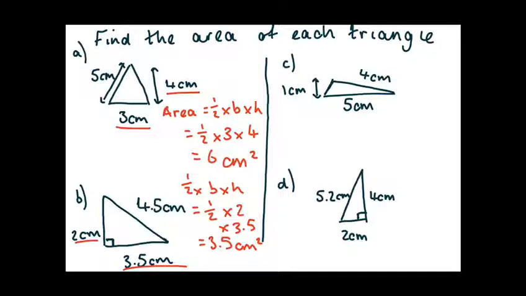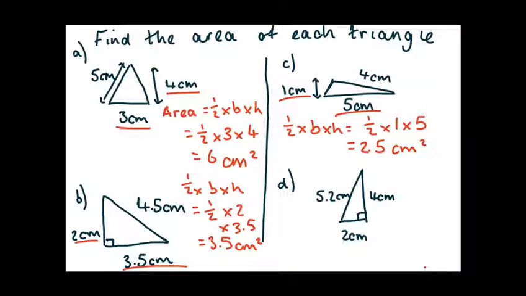Okay, so first of all, again, we need to find our base and our height. So this is our base. This 4 isn't going to help us with anything because that's not perpendicular to our base. So we've got this 1 centimetre here. So we've got half times base times height, which equals half times 1 times 5, which is 2.5. And again, that's centimetres squared.